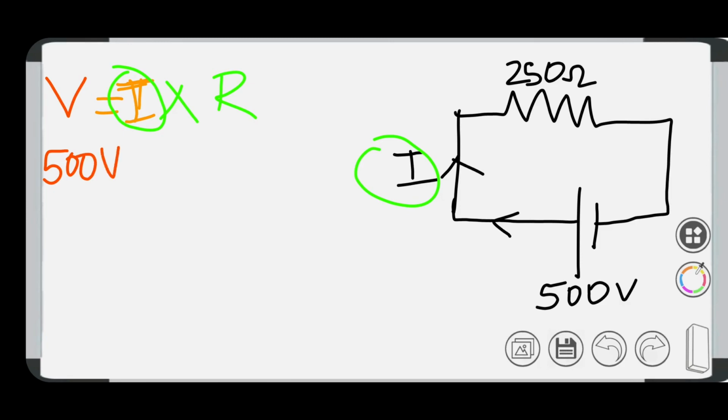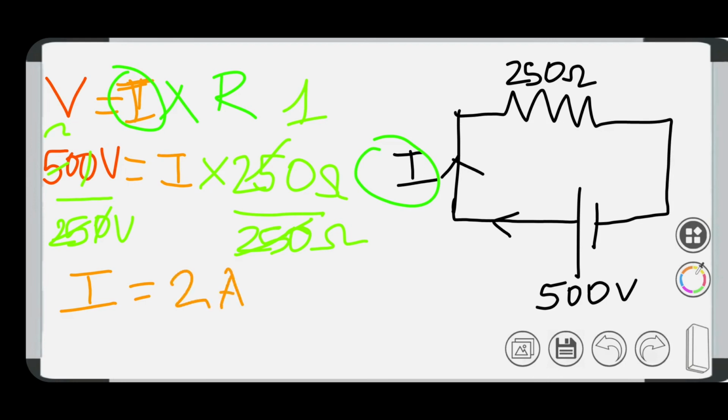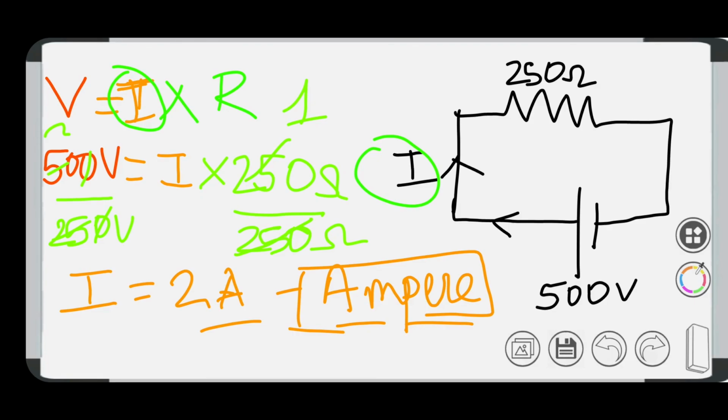So dividing the whole equation by 250, the 250 gets cancelled and becomes 1. By dividing 500 by 250, we get 2 volt per ohm, and that is, we can say that I equals 2 ampere. Yeah, here the capital A stands for ampere.